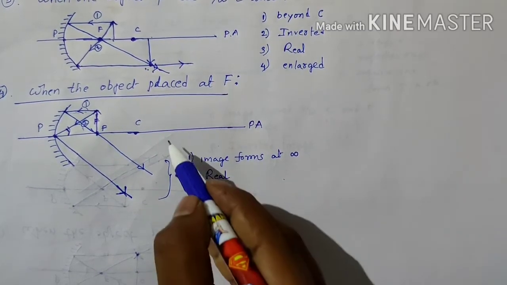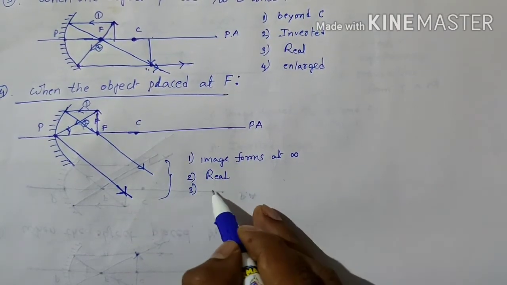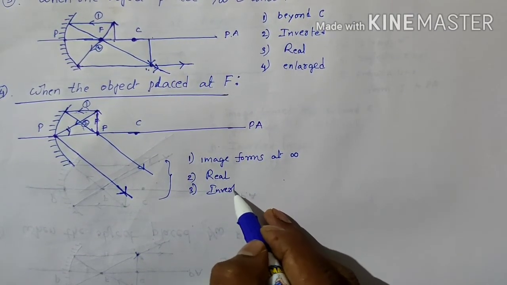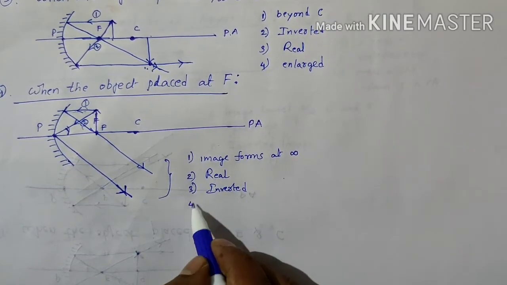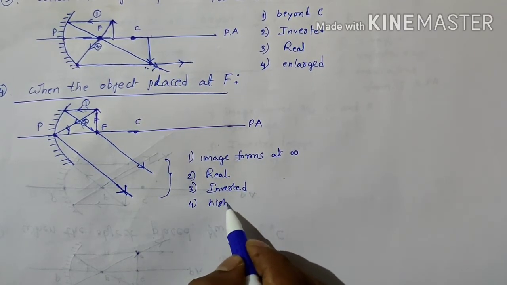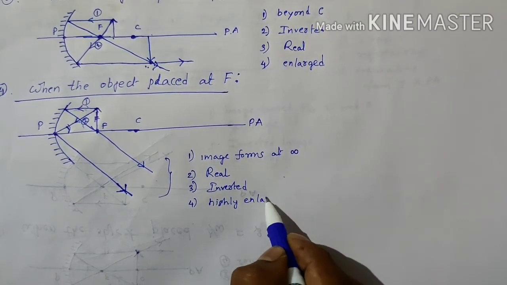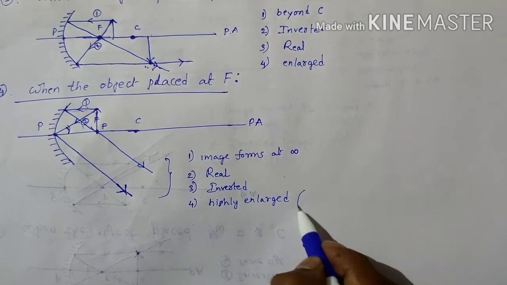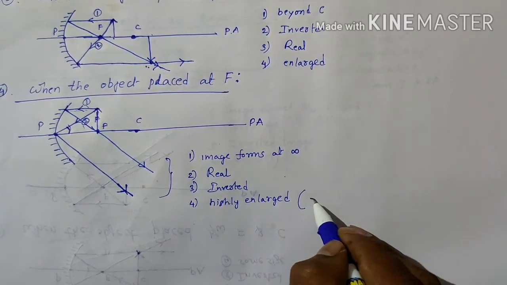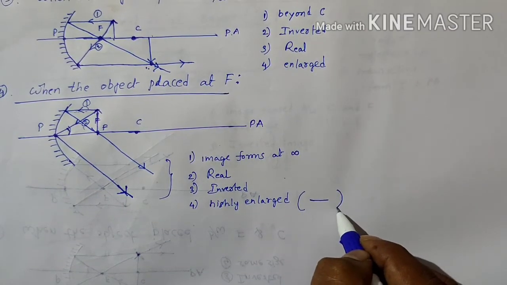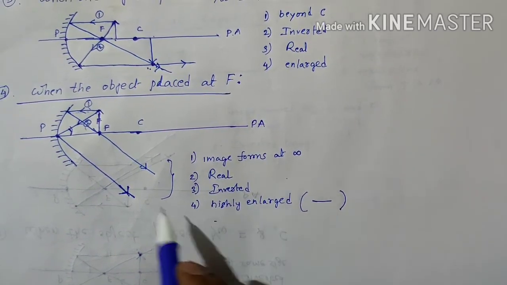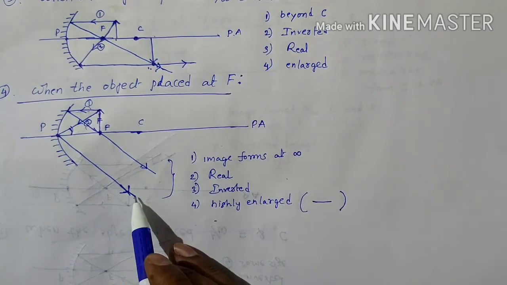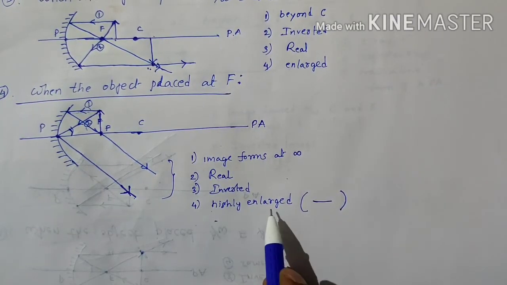and this image is formed below the principal axis. So this is an inverted image, and this image will be formed at an infinite distance. So this will be a highly enlarged image. In some textbooks nothing was given here; they simply kept it blank without writing anything. But in central syllabus books, it is mentioned that the image formed when the object is placed at focus will be highly enlarged.